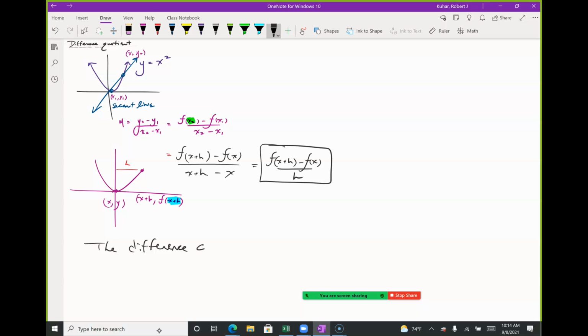This seems familiar. Yeah, this is your limits, if you remember. Yeah, okay. I remember now. So the difference quotient, m equals f of x plus h minus f of x all over h. And this is the slope of the secant line.